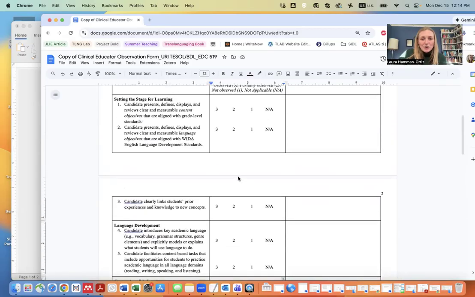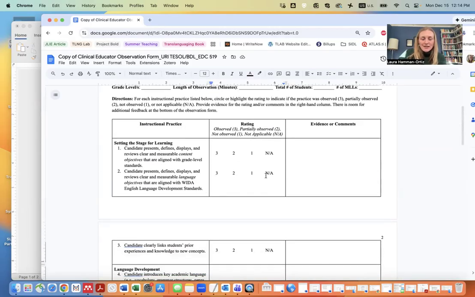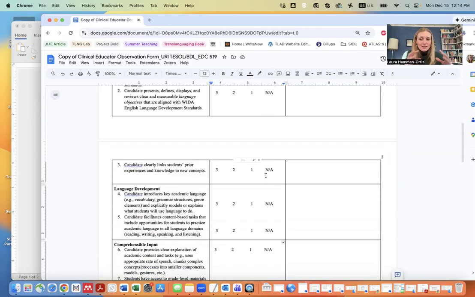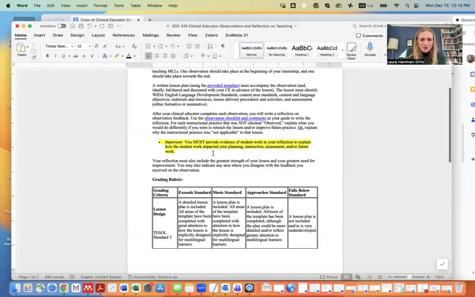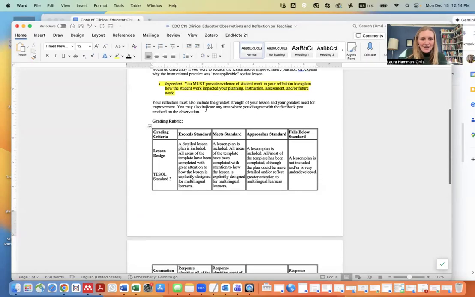And so for any category in which you receive a 2, a 1, or an NA, we want you to focus on those areas in your reflection and think about the feedback you got, and think about what you might do differently, all the while connecting to examples of student work. And it's important to also highlight the greatest strength of your lesson. So please begin by talking about the things that went well, the areas where your CE noted a 3, what you view as what was strongest about your lesson.